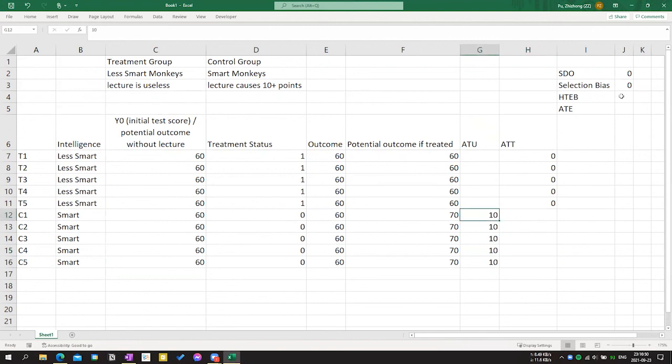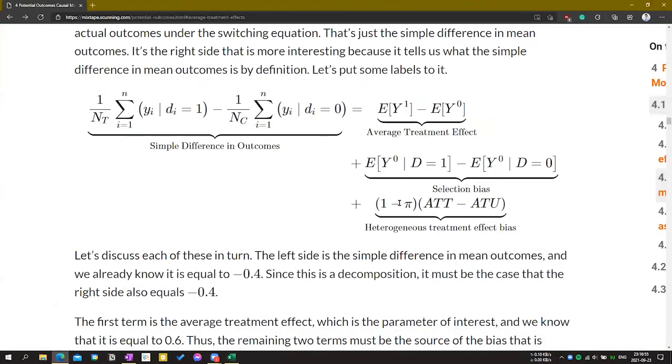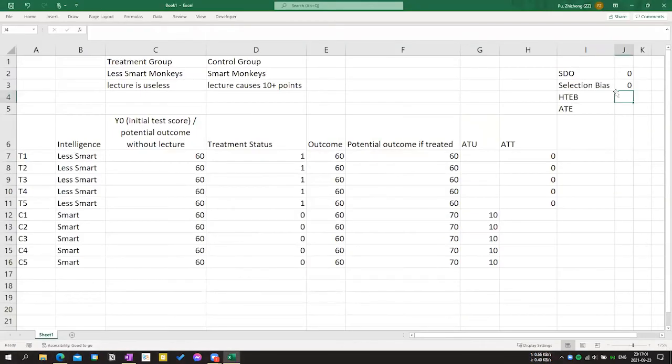So here, if we have to calculate the HTEB, we basically get 50% times 0 minus 10, which is -5. And as you can see, once we take into consideration this HTEB, immediately we can calculate the unbiased ATE, which is SDO minus selection bias minus HTEB, which is 5. And that captures the true ATE: 10 points for the smart monkeys and 0 for the less smart monkeys, and the average is 5.